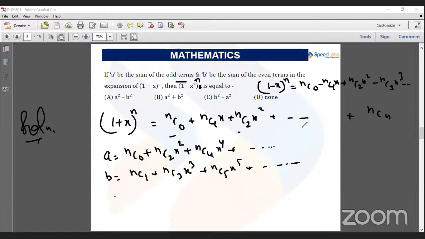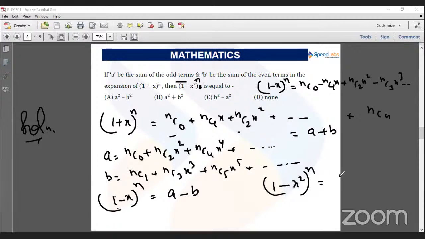So 1 plus x power n can be written as a plus b, and 1 minus x power n can be written as a minus b, and if you multiply them we'll get 1 minus x square power n is equal to a square minus b square. It's x square, right? Yes, x square. 1 minus x square power n was written here. So if I multiply both of them, we'll get 1 minus x square power n, which will be equal to a plus b into a minus b, which is a square minus b square.